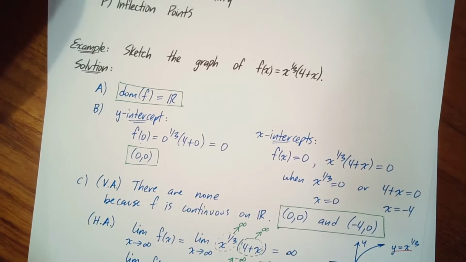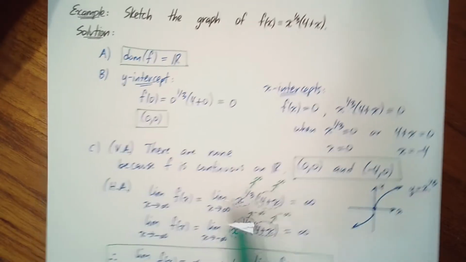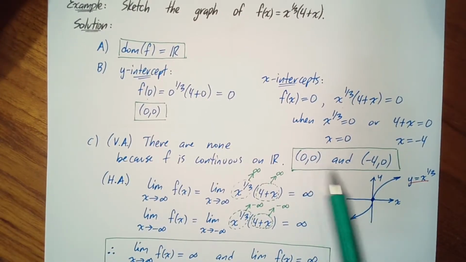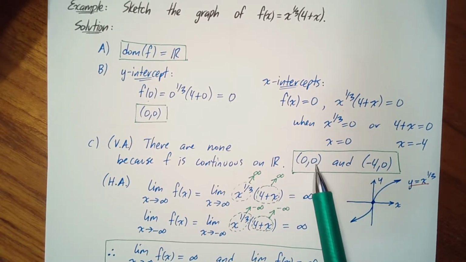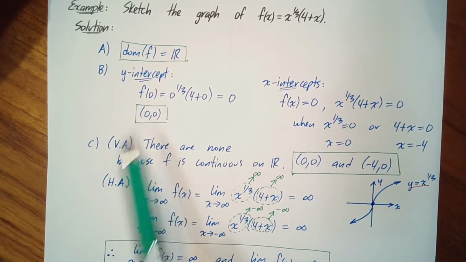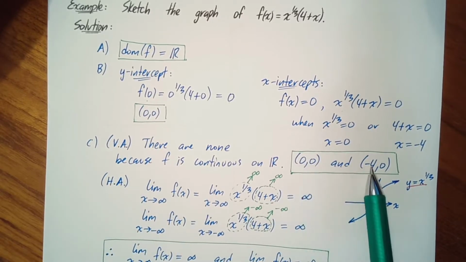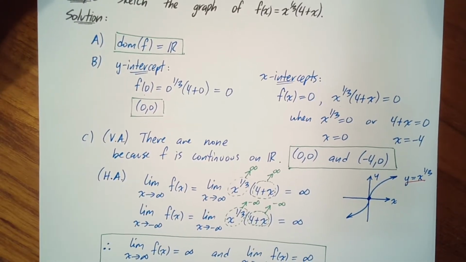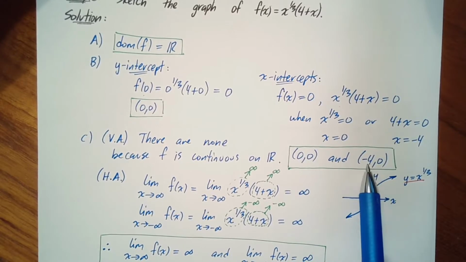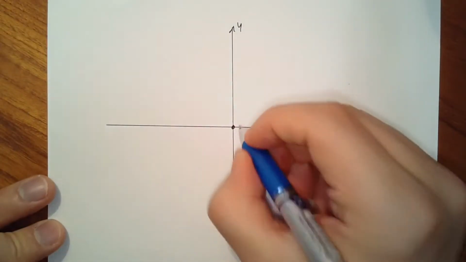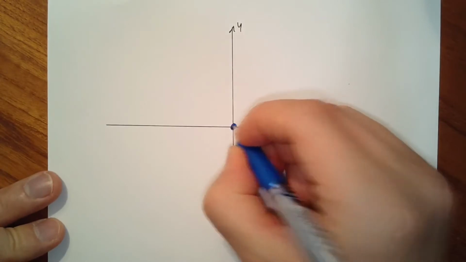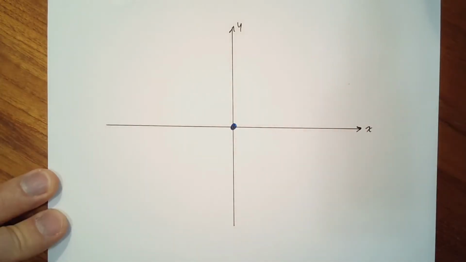We don't have to worry about any domain restrictions. Our y-intercept was the origin, and these were our two x-intercepts over here, right? So these are our intercepts that we need to worry about, because this one takes care of the y-intercept. Let's plot those points. We've got the origin and then the point -4 on the x-axis. The origin's already plotted by default, because I always do that, but I'll exaggerate it in blue just to make it clear that it's actually on the graph.